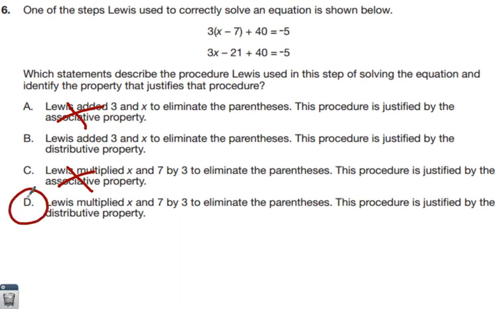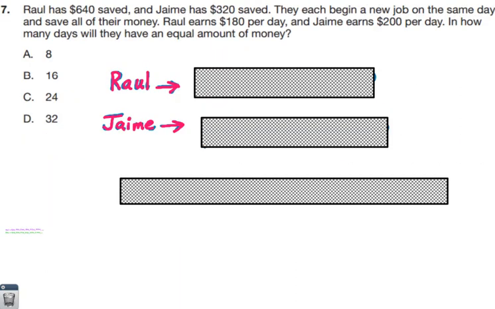Definitely D. Okay. Raul has 40. So what you're trying to do here, and hopefully I'm going to make it a habit of not reading the question to you, you read the question yourself and then watch the video. You're basically supposed to figure out how many days it will take Raul and Jamie to have the same amount of money.